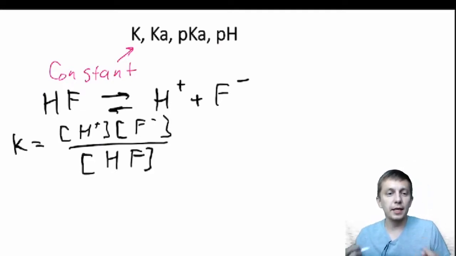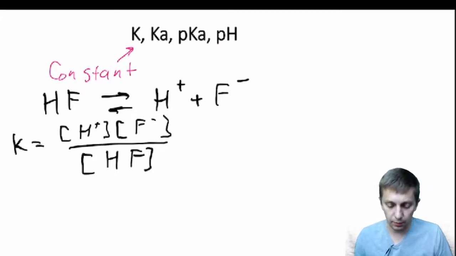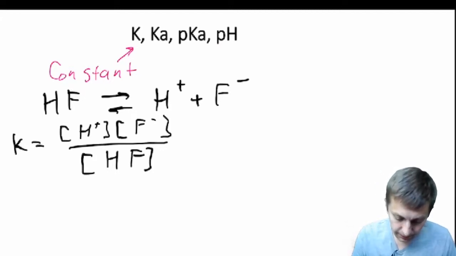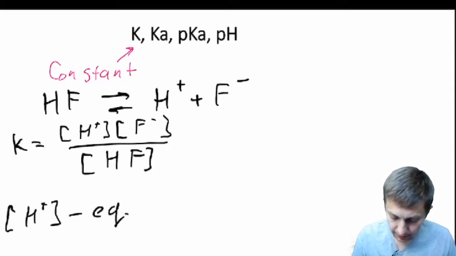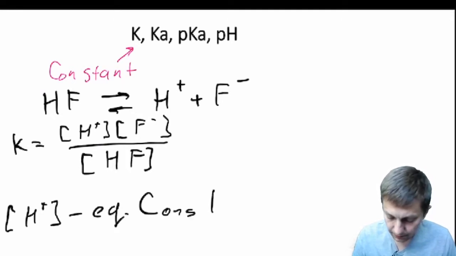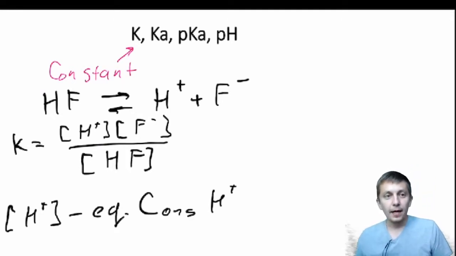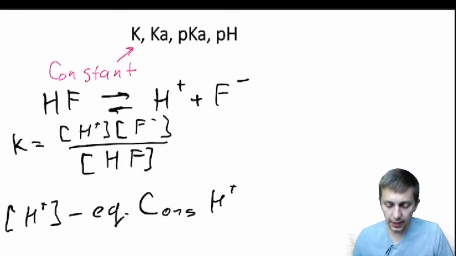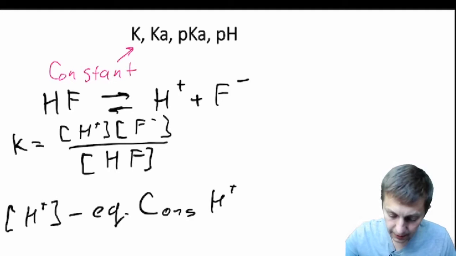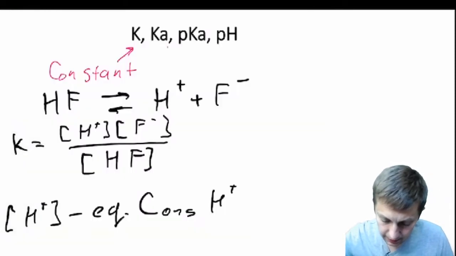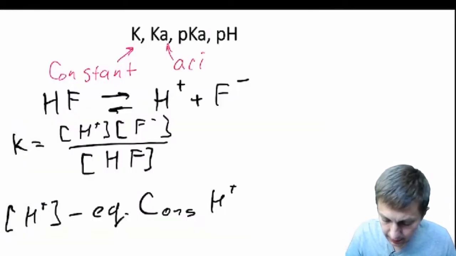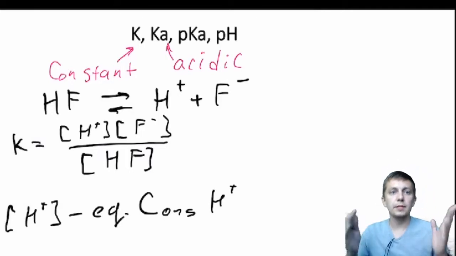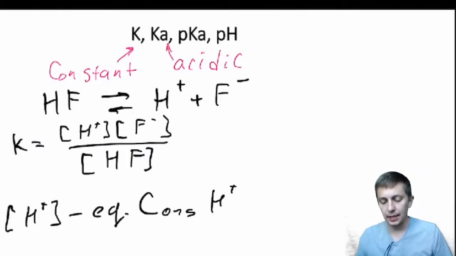Square brackets in chemistry are a symbol of equilibrium concentration. So [H+] is the equilibrium concentration of H plus. We also very often deal with Ka. Ka means acidic. So if you see A, it means you're dealing with an acid.